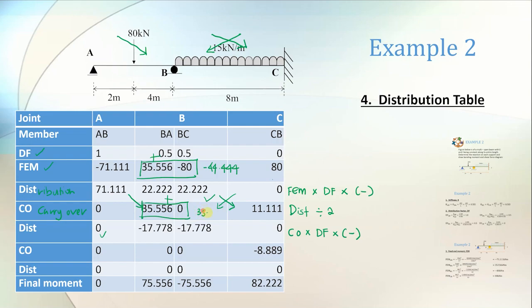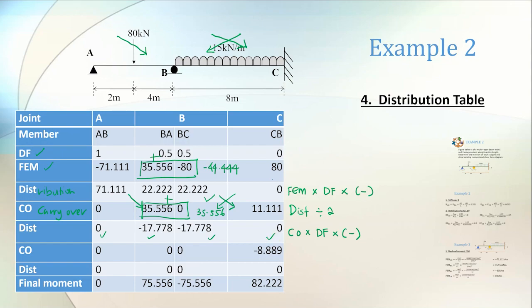So masih lagi 35.556. 35.556 you just times with 0.5 and times with negative for BA. So you dapat negative 17.778 and same goes with BC. Since the value of distribution factor ni sama, jawapan dia pun sama lah. For CB, this 11.111 times with 0, the distribution factor, and times with negative, then you get 0.